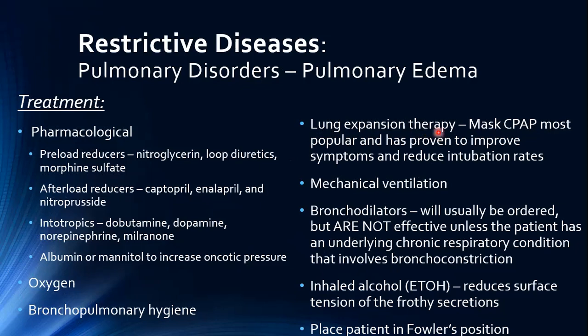So positive pressure, like a CPAP mask, continuous positive airway pressure. Continuous positive airway pressure is a CPAP, right? We can put them on a CPAP or a BiPAP mask to improve the amount of fluid that we can get off of the lungs, okay? So lung expansion therapy, bronchial hygiene, oxygen, put them on the vent if we have to, bronchodilators might be ordered, inhaled alcohol, right, to reduce the surface tension of the frothy secretions, and place the patient in Fowler's position. You don't want them laying flat, make sure he's sitting up, okay? These are the ways we treat pulmonary edema.